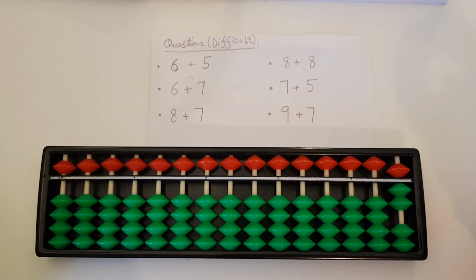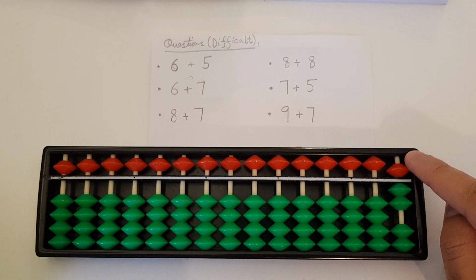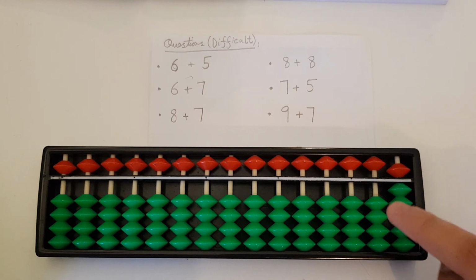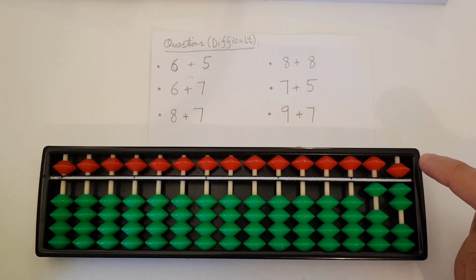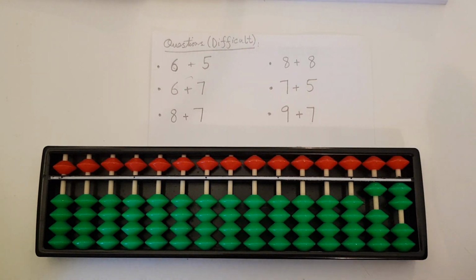Now 7 plus 5, that's a 7. Now I want to add a 5 here. Insufficient beads here, only 2 are available. However, I need 5. Nothing available here at all, so I have to add a 5. I will be adding a 10 and then taking away 5 from it. Okay, that's our answer. We got 12. 7 plus 5 is 12.